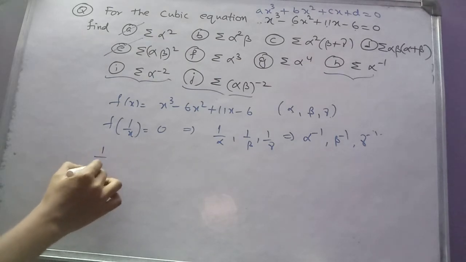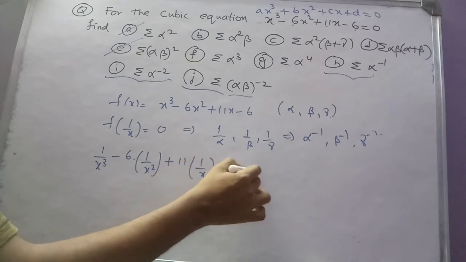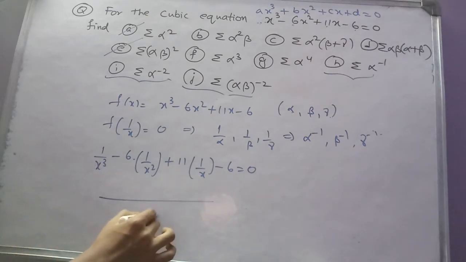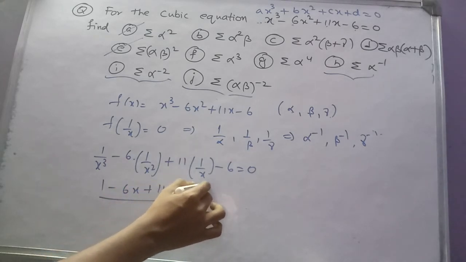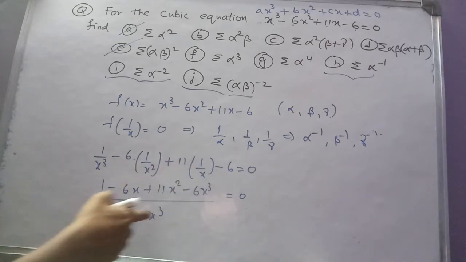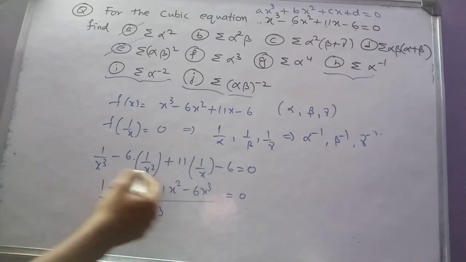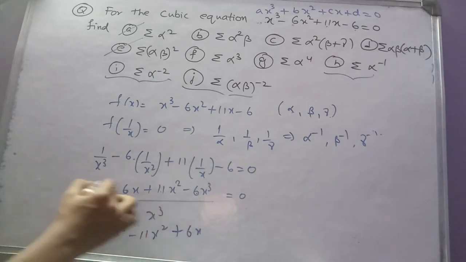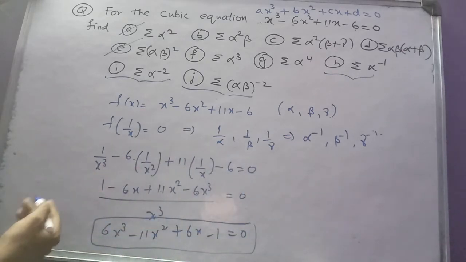That means 1 by x cube minus 6 into 1 by x square plus 11 into 1 by x minus 6 equal to 0. In place of x I have taken 1 by x, and get a common denominator, x cube. Then what do you get? 1 minus 6x plus 11x square minus 6x cube. Correct? Cross multiply and multiply with minus on both sides. So you'll get plus 6x cube minus 11x square plus 6x minus 1 equal to 0. I cross multiplied by x cube and then multiplied with minus on both sides.